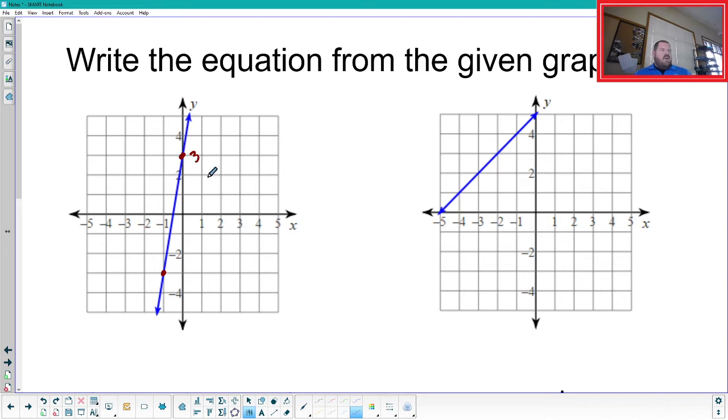Notice I already know that my y-intercept, my b, is equal to 3. Okay, I already know that fact. That's where the line crosses the y-axis. Now I just need to figure out my slope, and I just do that visually.